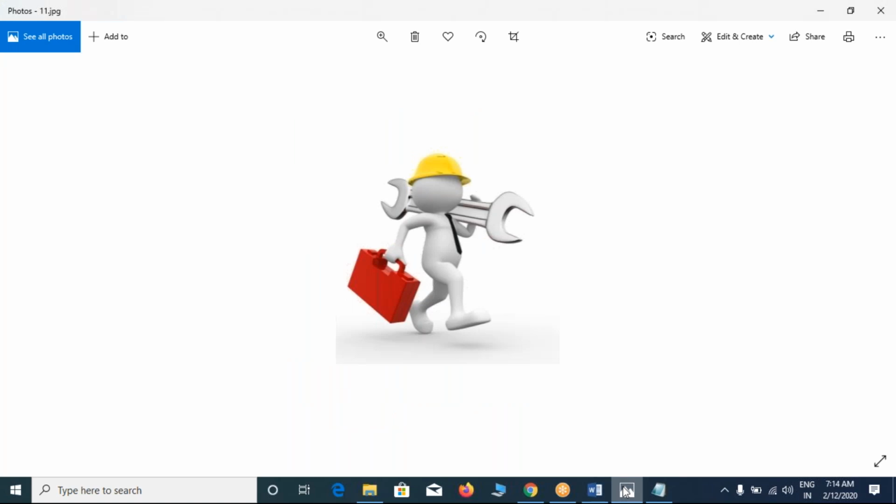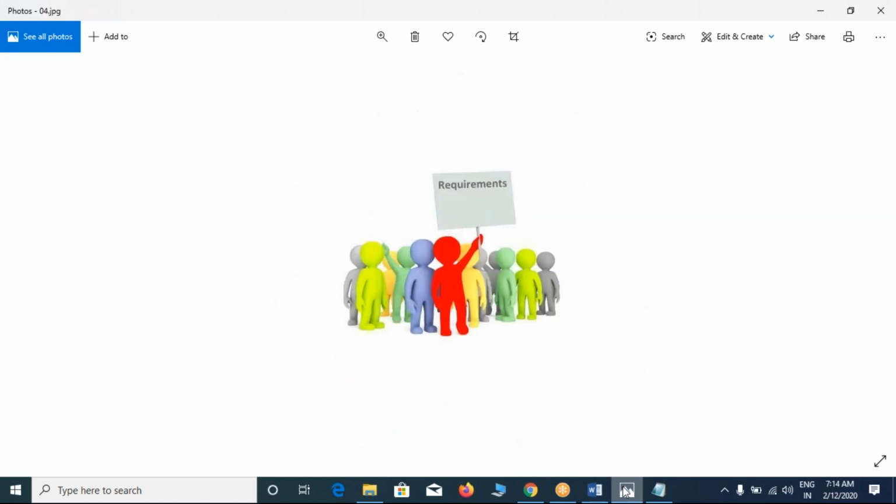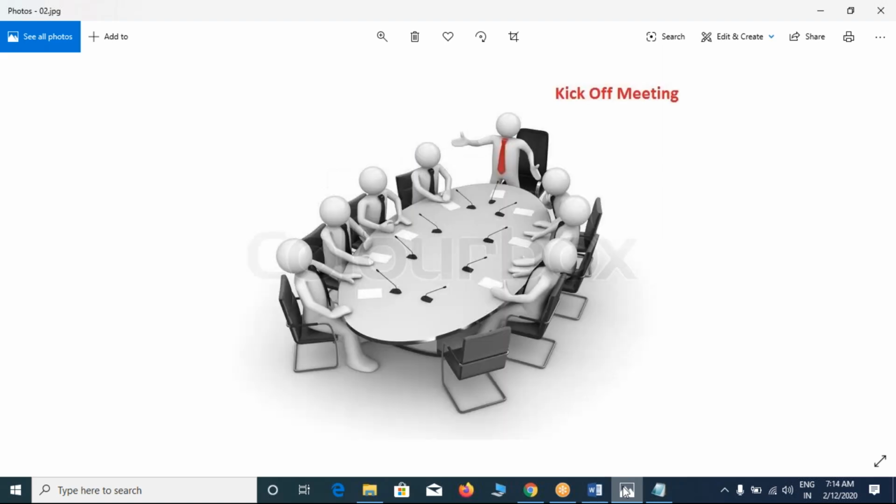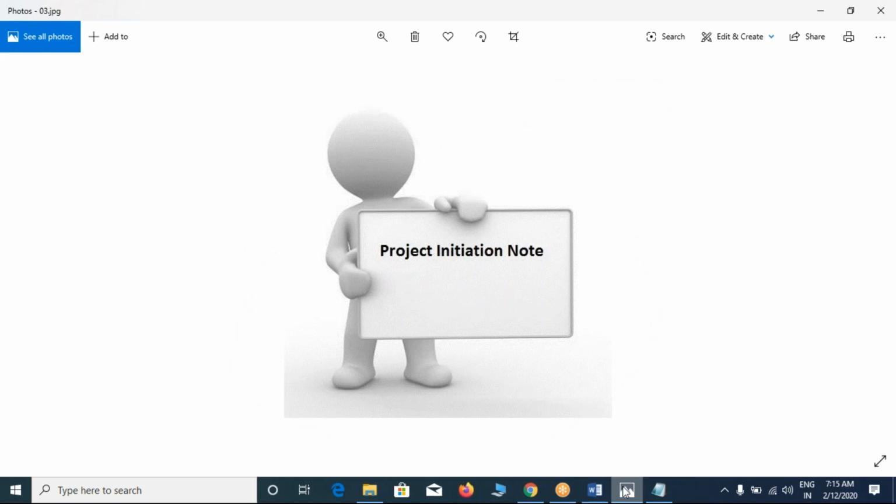The first phase, software bidding. The CEO goes to the client site. CEO stands for chief executive officer. So the CEO goes to the client site and confirms the project. Next, the kickoff meeting. This meeting is conducted by the CEO to select the project manager. Third one, the project initiation note. It is an information note which is prepared by the project manager.